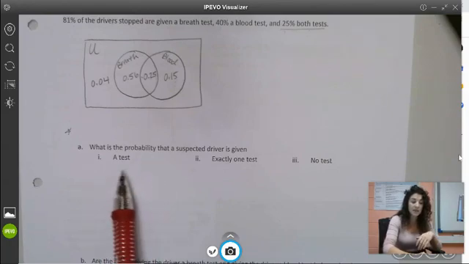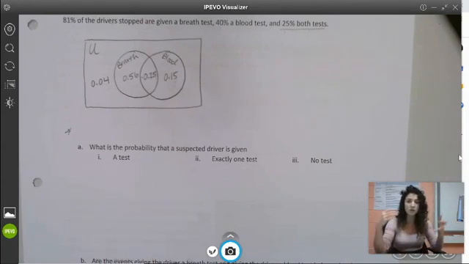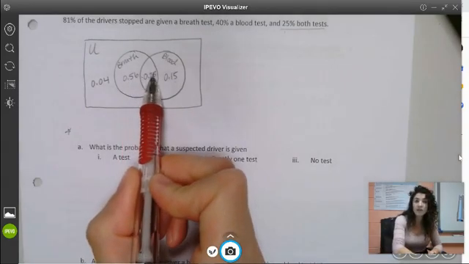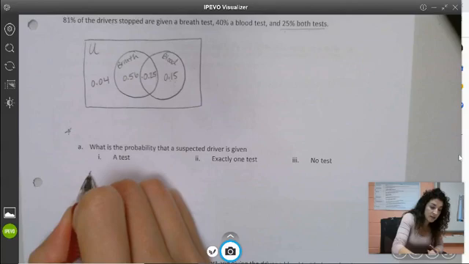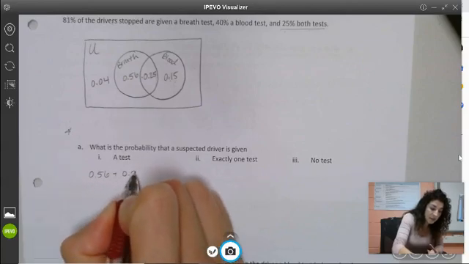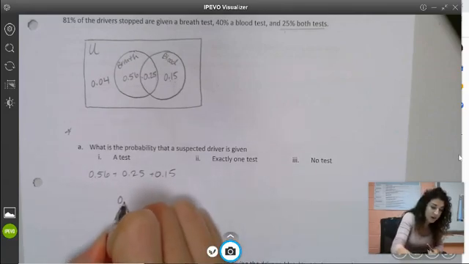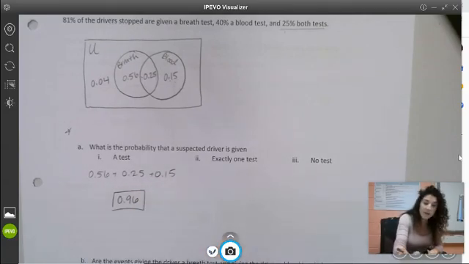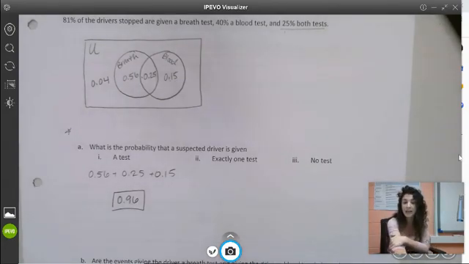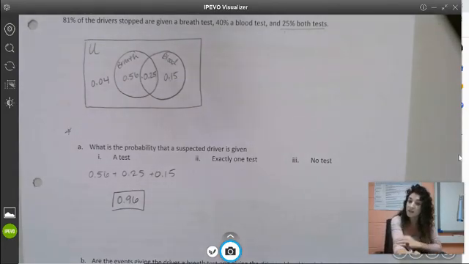And if it says what's the probability that the driver is given a test and you're looking at this information, you're like, how do I know how to do that? It probably means that you need to be building a Venn diagram. Because now that we have a Venn diagram built, it's easy to see. What's the probability that a suspected driver is given a test? Well, that's here or here or here. So that would be 0.56 plus 0.25 plus 0.15, which we've already calculated is 0.96. The probability is 0.96, or in other words, 96% of the drivers were given a test.